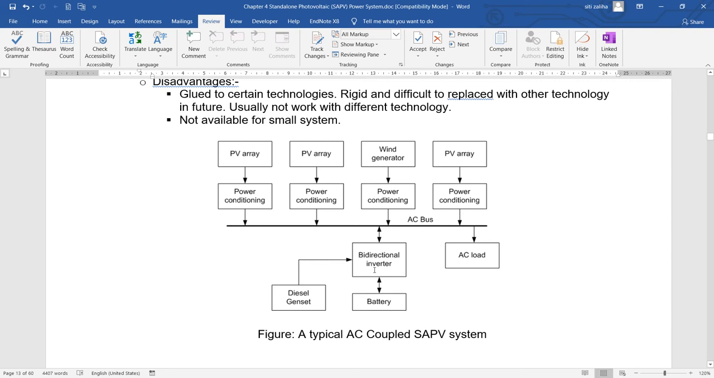So let's see this picture. We have 1, 2, 3. So three power sources from the solar system. This PV array is connected to the power conditioning unit and to the AC bus. This power conditioning unit for the PV array, sometimes called an inverter, converts DC to AC.